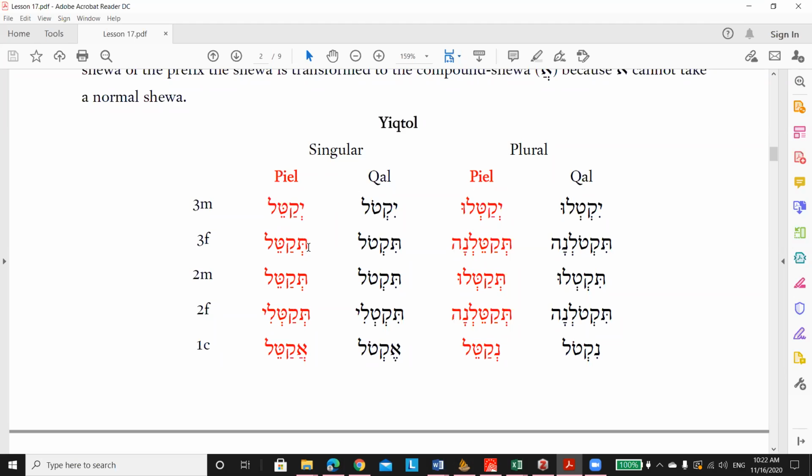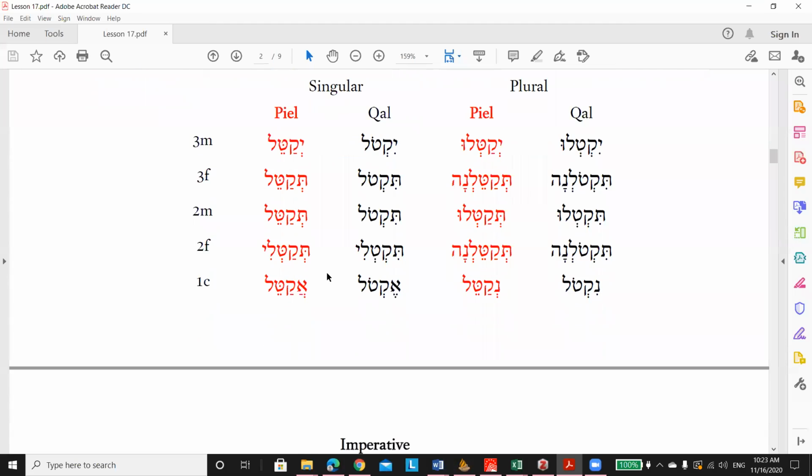Yeqattel. And after that, we just need to change the prefix and sometimes the suffix as well. And we will have the conjugation of Piel. So I think it is nothing very difficult. But for practice, I would recommend you to take one root and try to make a conjugation of this verb so that you can memorize how it is done. But it is not very difficult.